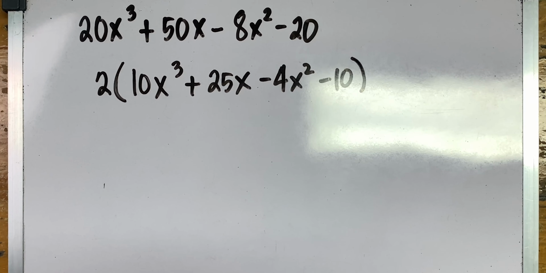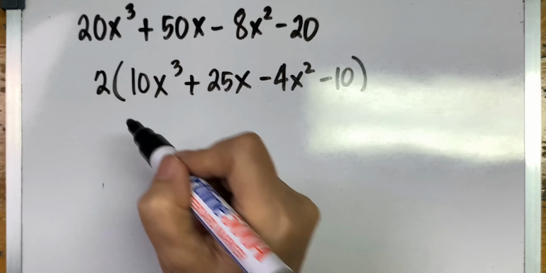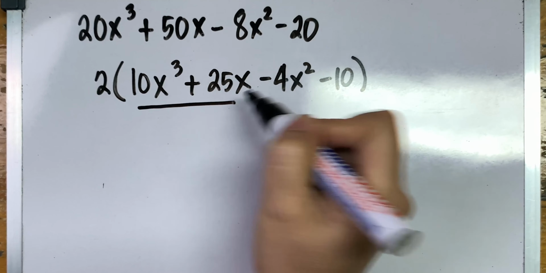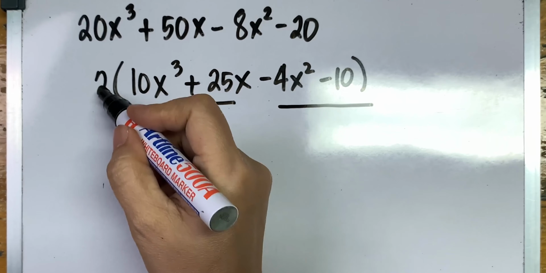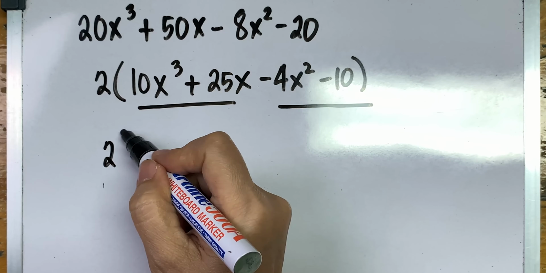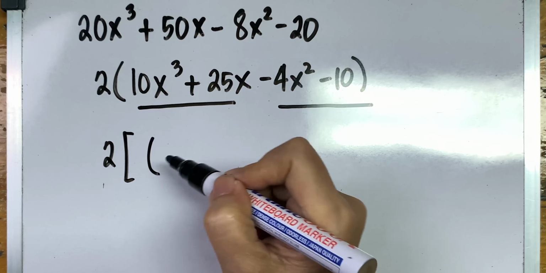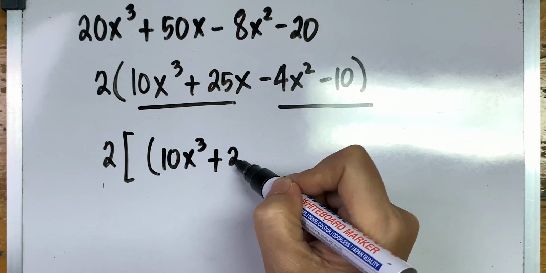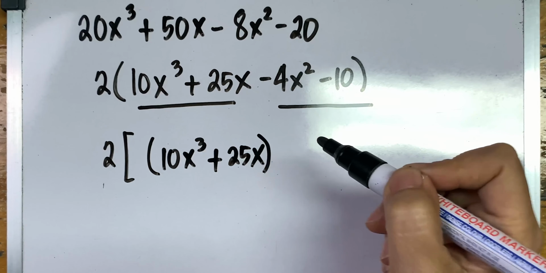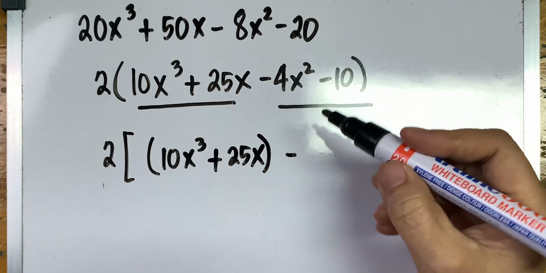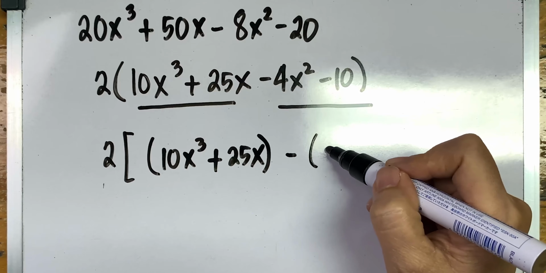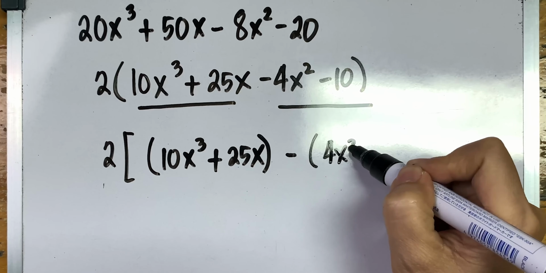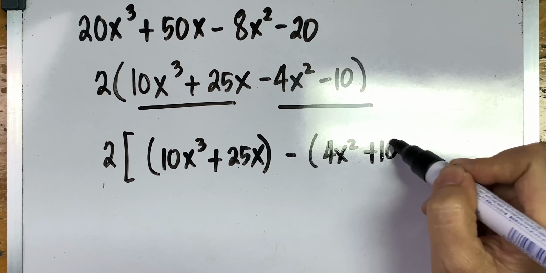Okay. Next, i-divide natin itong polynomial na ito into two groups. This one and this. So, kasama pa rin yung 2 as our answer. So, we'll have 10x cubed plus 25x. And then, dahil may negative, labas natin yung negative. Magiging 4x squared plus 10.